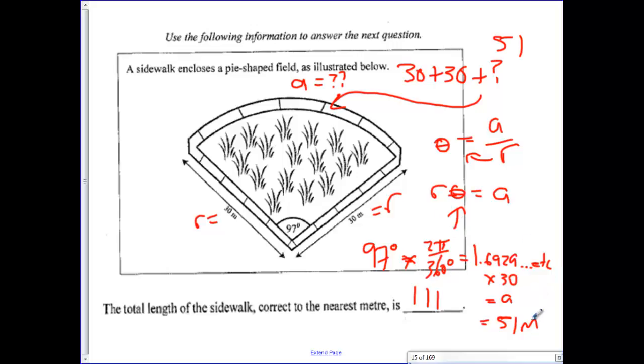Okay, so I understand how we got to 51. How did we get 111? Because you have to add this 30 and this 30 and this 51 to get the total length of sidewalk. Oh, okay. Right. I just wanted to get the one side.